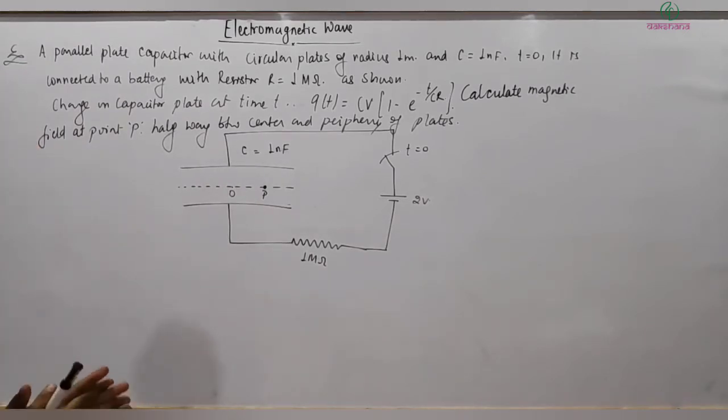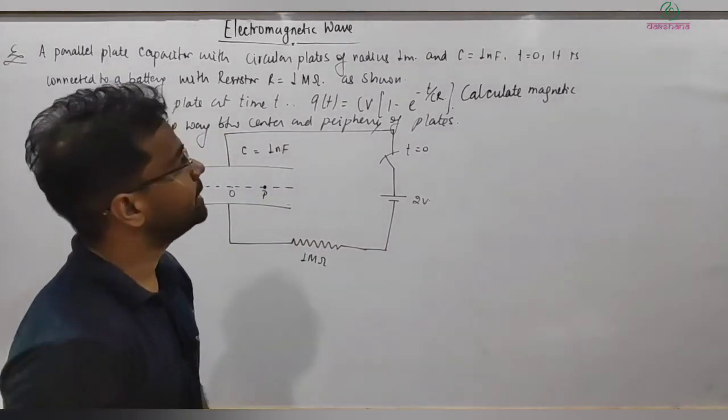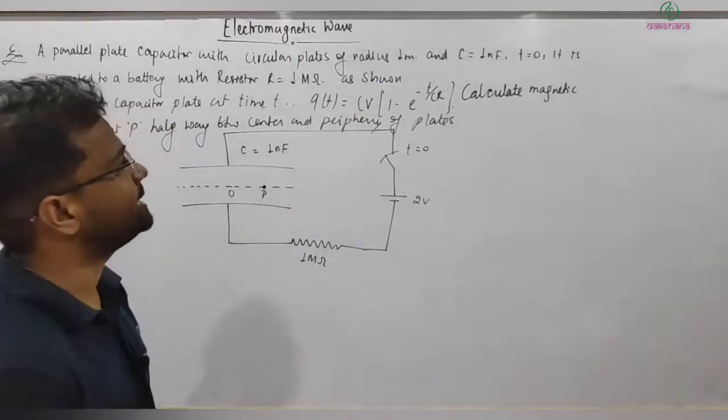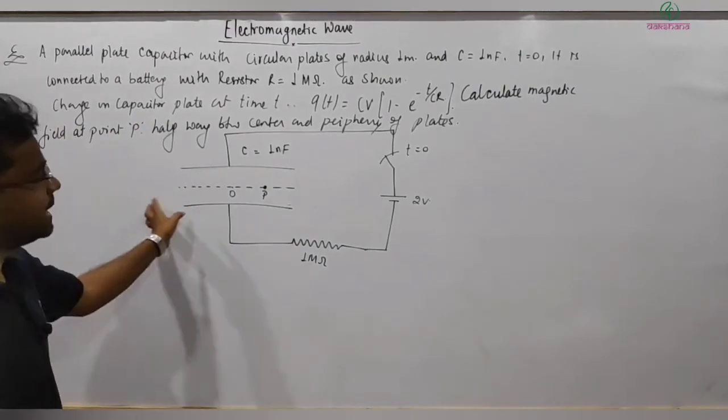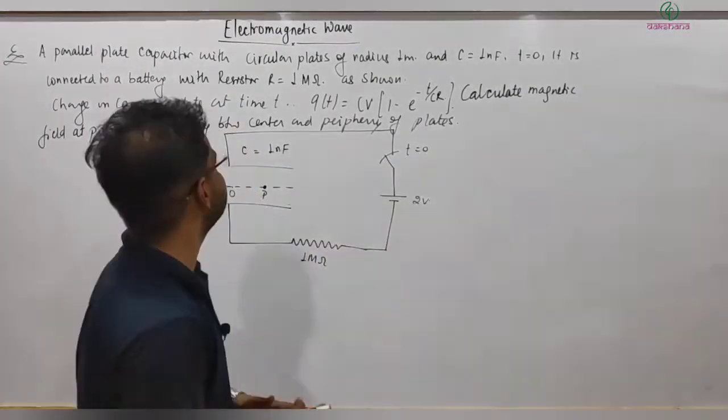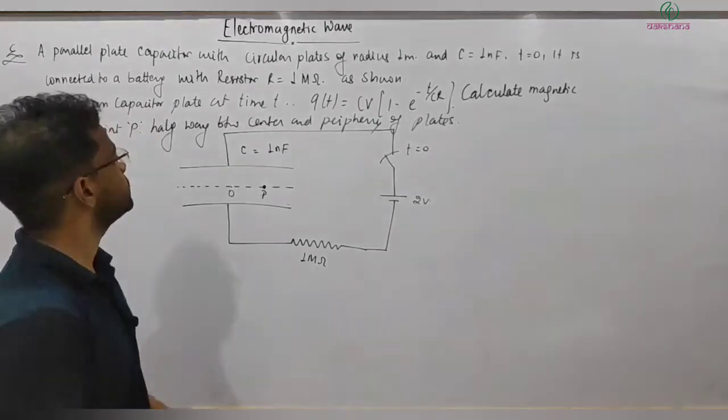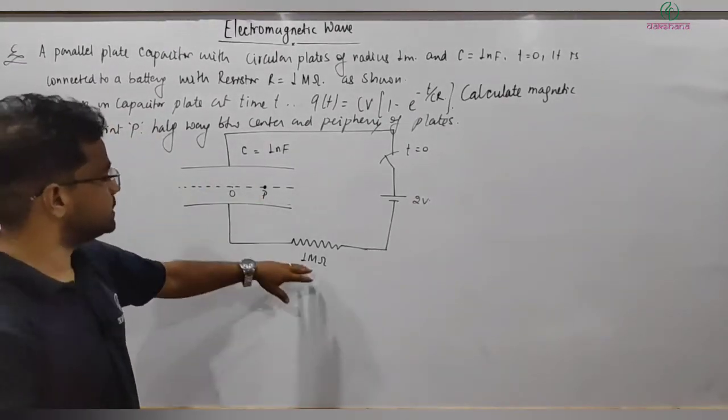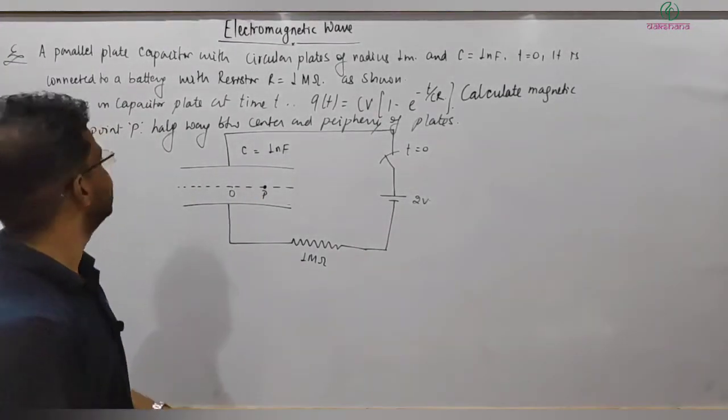Here a problem is given: a parallel plate capacitor with circular plates of radius 1 meter. Capacitance is given as 1 nanofarad. It is connected to a battery and the switch is closed at t equal to 0, so before that there is no charge on the capacitor. A resistor of 1 mega ohm is connected, and so on.